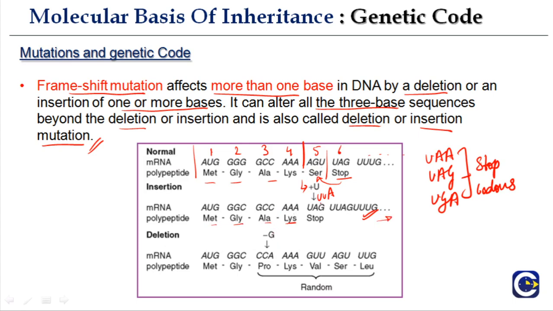Next is deletion. Here there was an addition of U and this UAG codes for the stop codon. Now there is deletion of G. Which G? Let's see. AUG, GG, C. And now this G has been deleted. If this G is deleted, the codons shift. The next codon will be CCA. You see CCA. Then it will be AAA, then GUU, AGU, and so on and so forth. You understand what is going on.